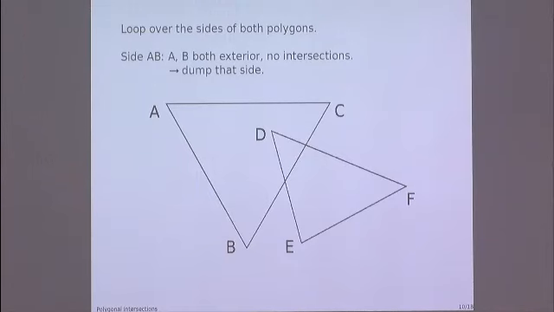So you get that A and B are both exterior to the second triangle, and also that AB does not intersect the triangle at any place. So basically, you can dump AB. It's not part of the intersection.